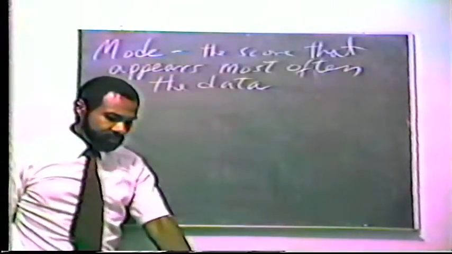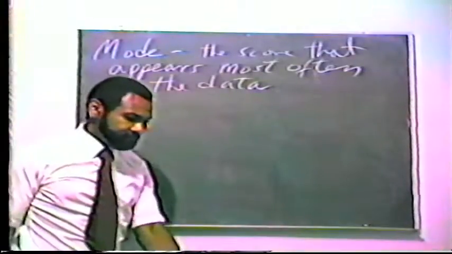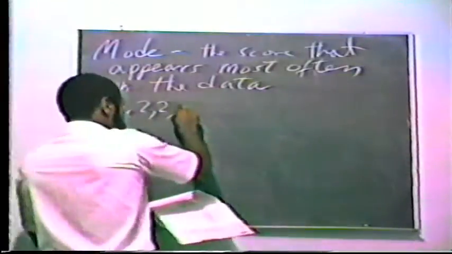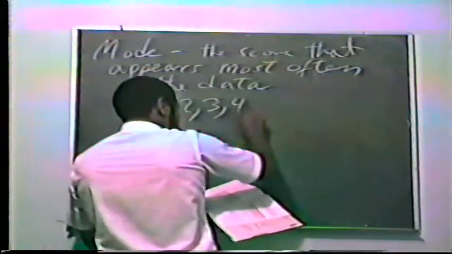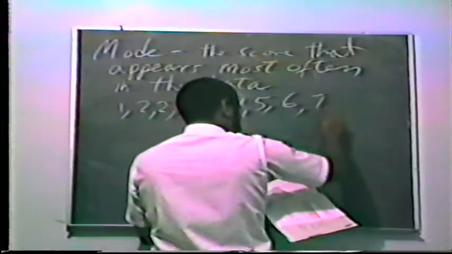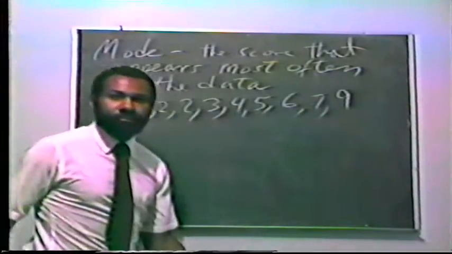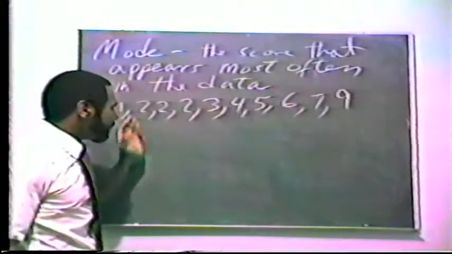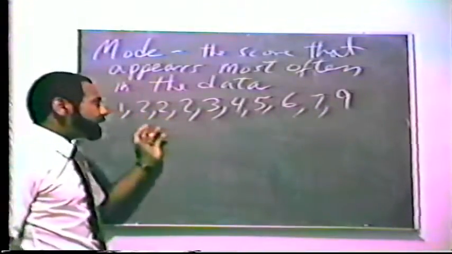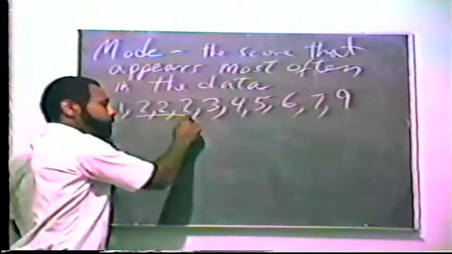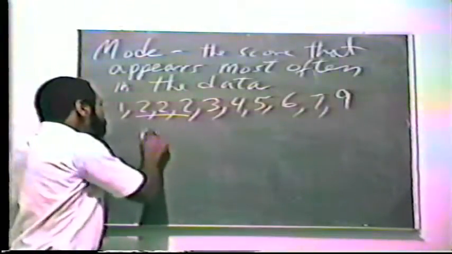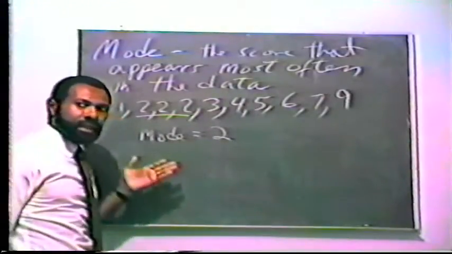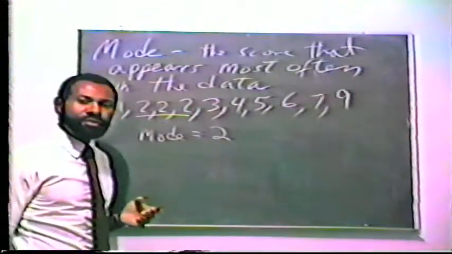For example, if we have this data set, we can see that the score that appears most often in this data set would be 2. Therefore, the mode for this data set is 2. And once again, the mode is a measure of central tendency.